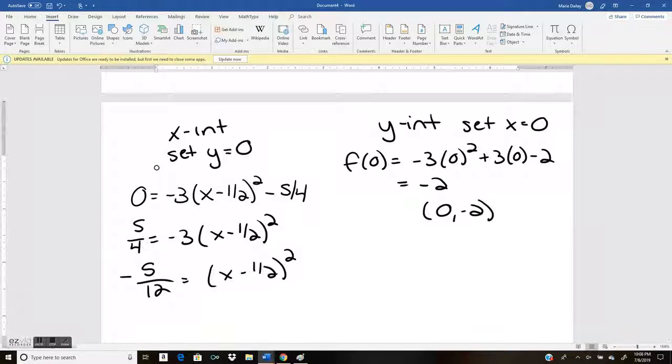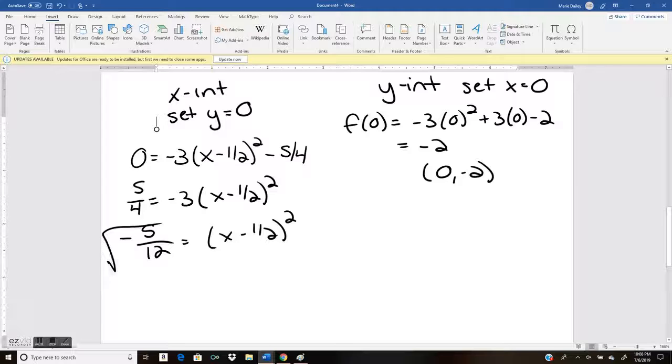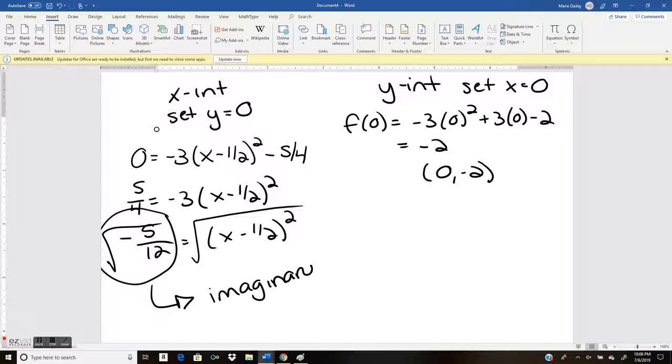However, as we notice here, we're taking the square root of a negative number. Since we are taking a square root of a negative number, we know that that is going to be an imaginary number. And since it's going to be an imaginary number, that means there are no x-intercepts. Okay, so there are no x-intercepts.